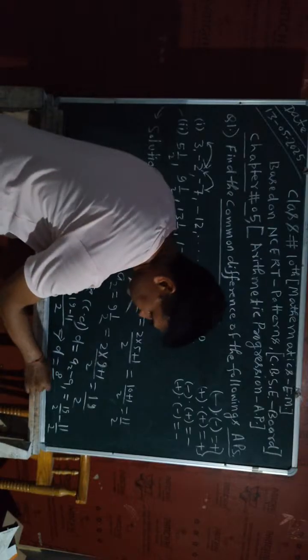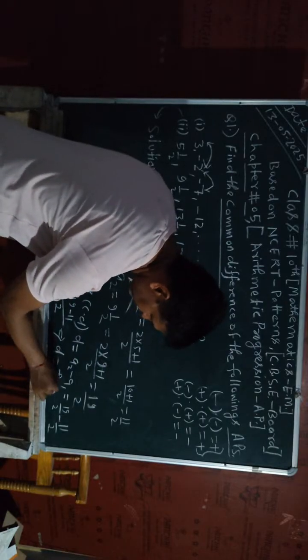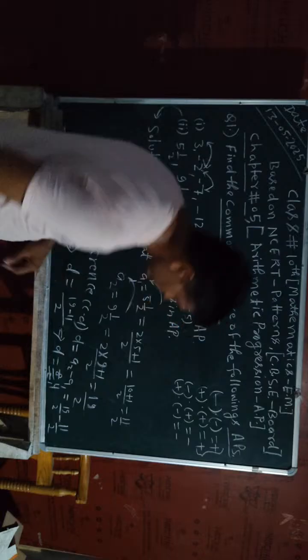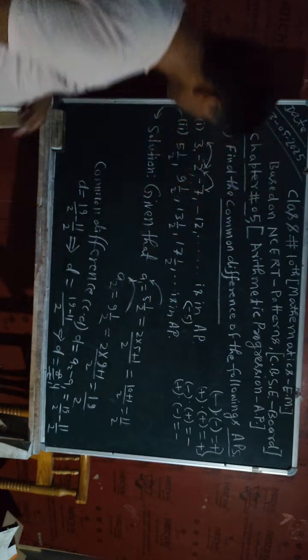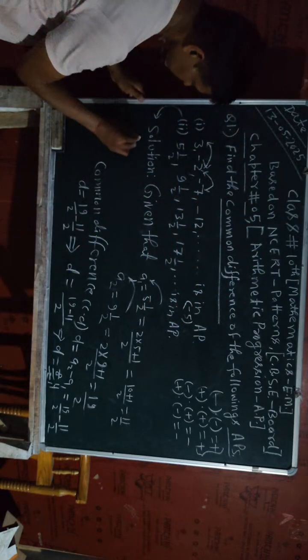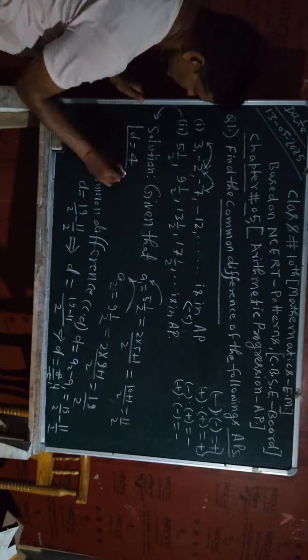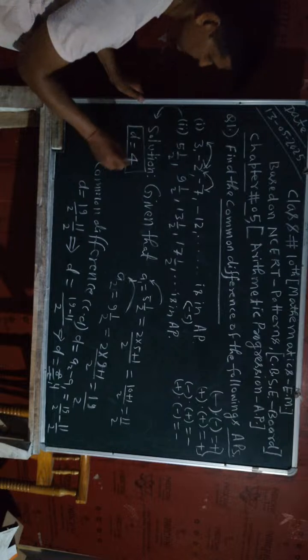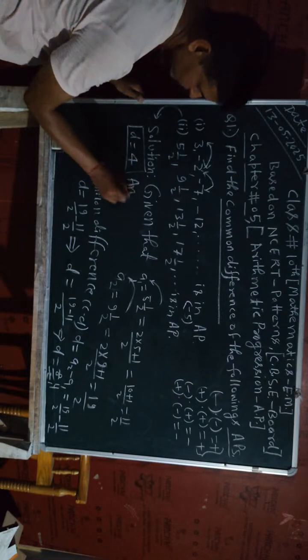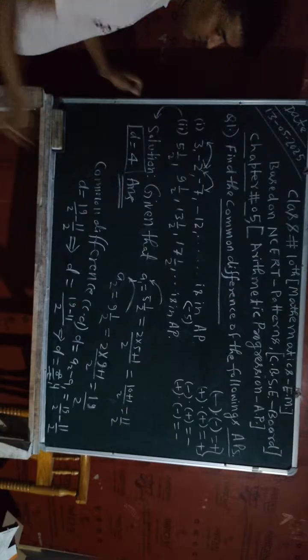So I will simplify it. 2 ones are 2 and 2 twos are 4. Here I will write 4. So here I am getting the value of D. The value of D is equal to 4. I am getting its value is 4. So each and every student has to focus on how to calculate its value. So that is simple.